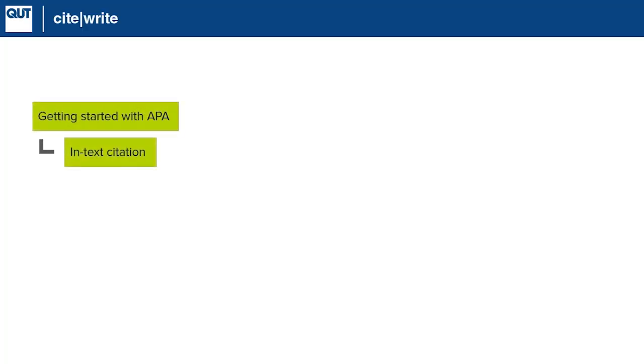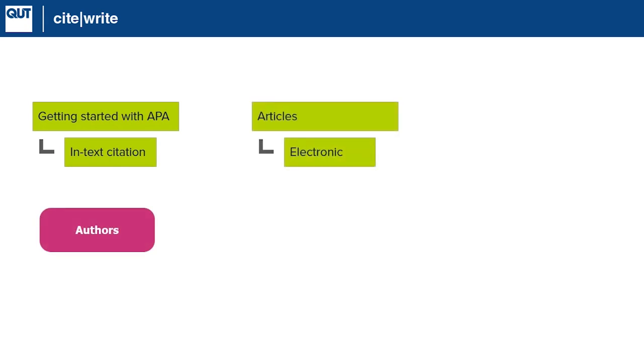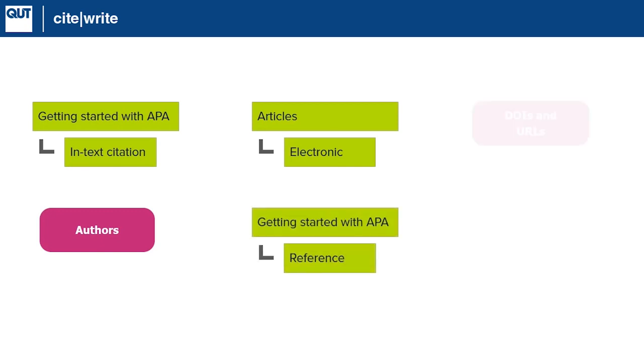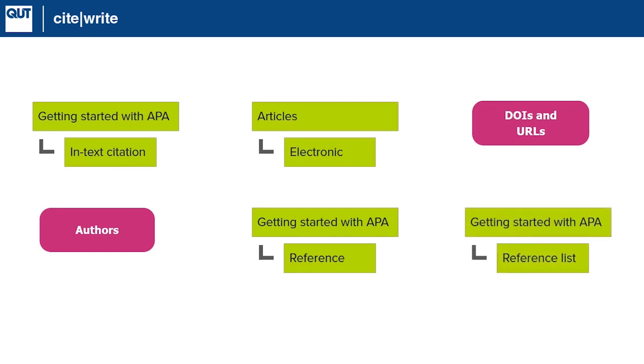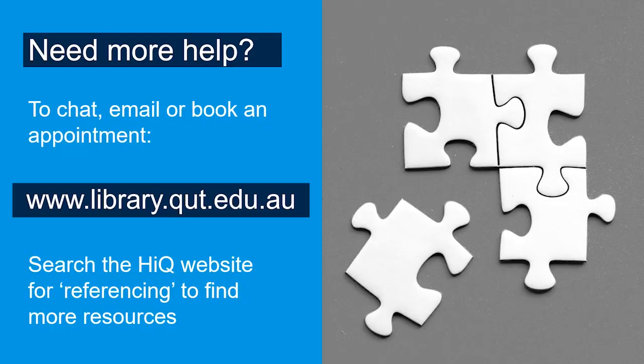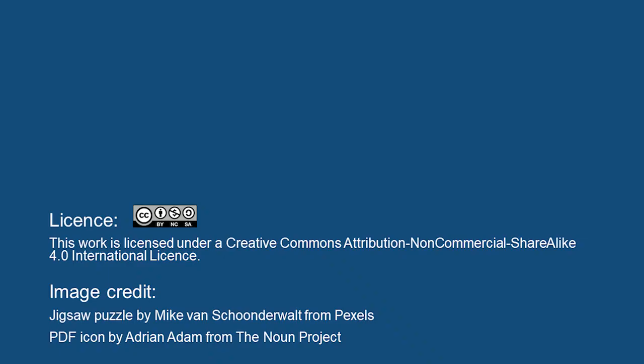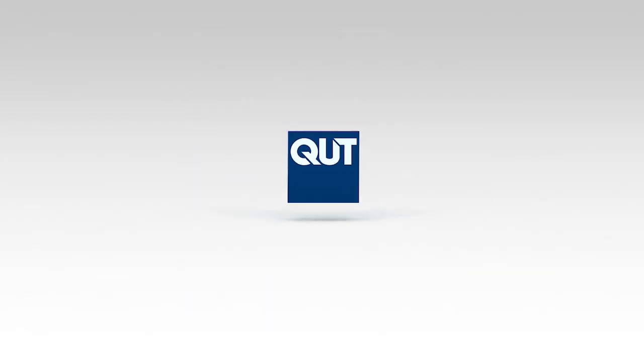To create these references, we used the Getting Started in-text citation section, the pink Authors button, the electronic articles page including the notes, the Getting Started References section, the pink DOIs and URLs button, and the Getting Started Reference List section. If you need more help using SiteWrite or with any other aspects of referencing, contact QUT Library at www.library.qut.edu.au/help.